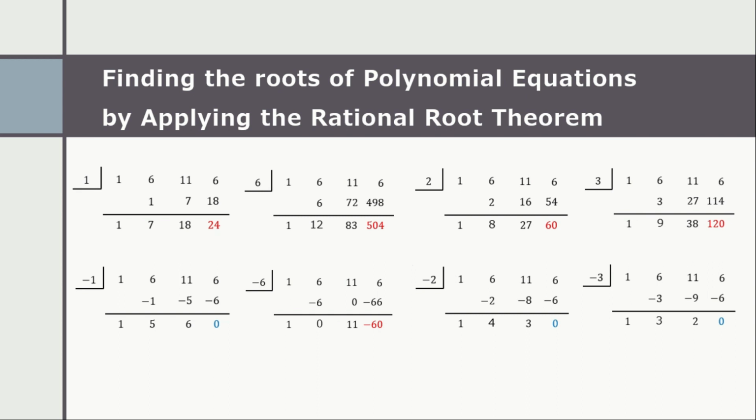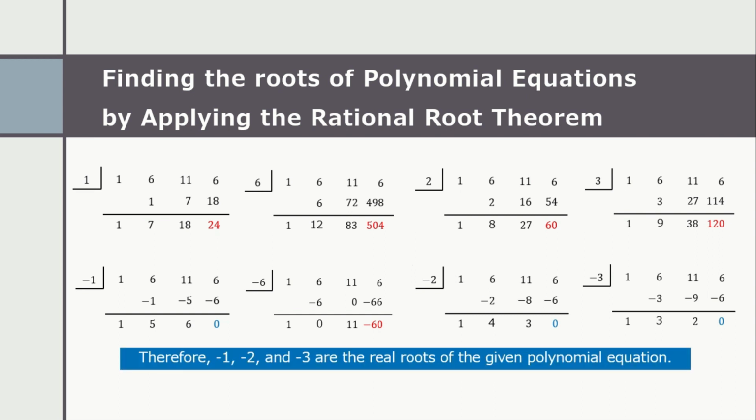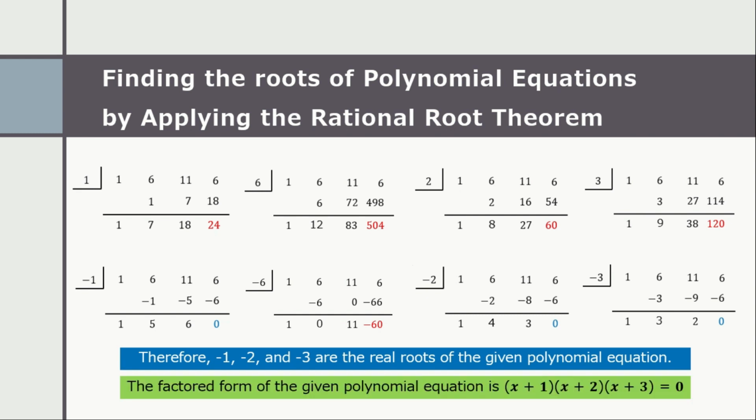In this example, we finish checking all the possible roots before we identify the 3 roots of the given equation. So again, the roots of the given polynomial equation are negative 1, negative 2, and negative 3. While the factored form of the given polynomial equation is x plus 1 multiplied to x plus 2 multiplied to x plus 3 equals 0.